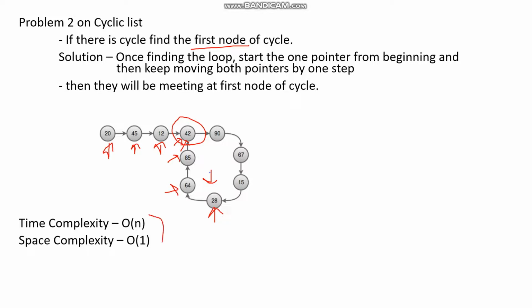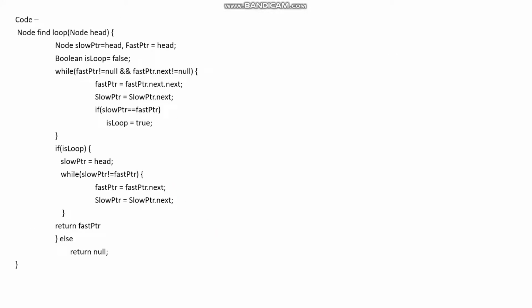So what are the complexities? Time complexity will be O(n) and space complexity will be O(1). So this is the algo. Here instead of returning the value, we are just keeping the variable isLoopDetected, and this is the extension of the earlier algo.